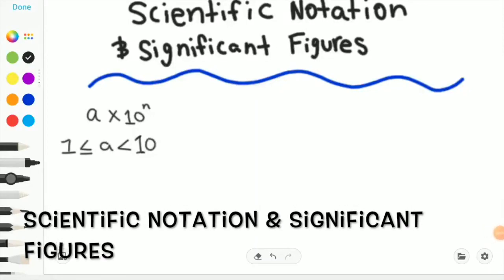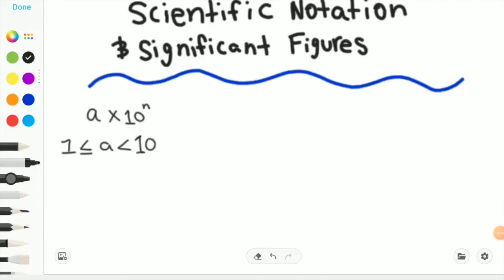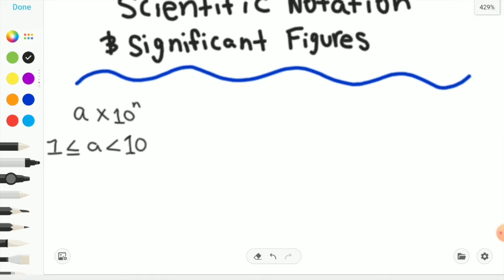Okay, hello. I'm going to show you how to use scientific notation and significant figures. Usually in your chemistry and physics classes, you'll be using these. With scientific notation, I'm going to show you an example of when you would use it.